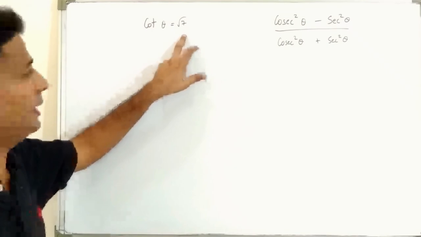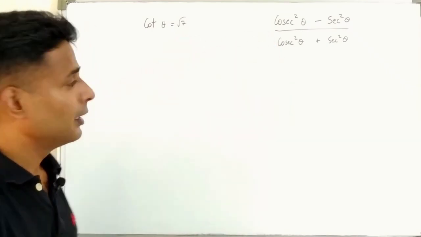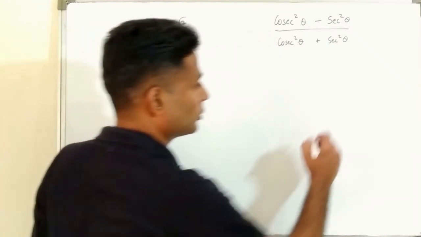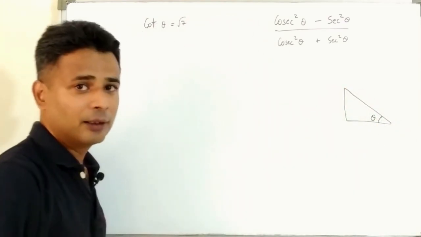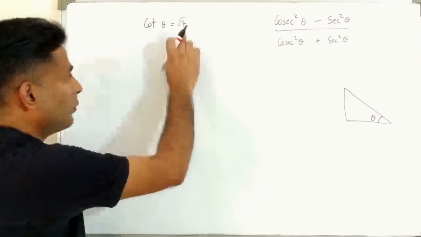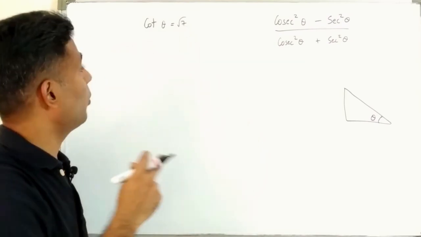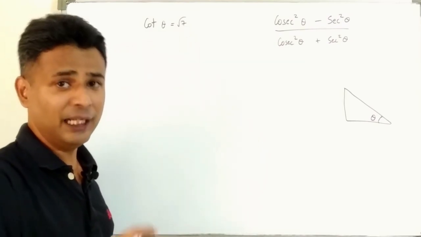cot theta is root 7 and they've asked us to find this. Now they have given us cot theta. So we draw a right angle triangle and let's say this is theta. Now they have given us cot theta equal to root 7 only. Generally, what is cot? Ratio adjacent by opposite.